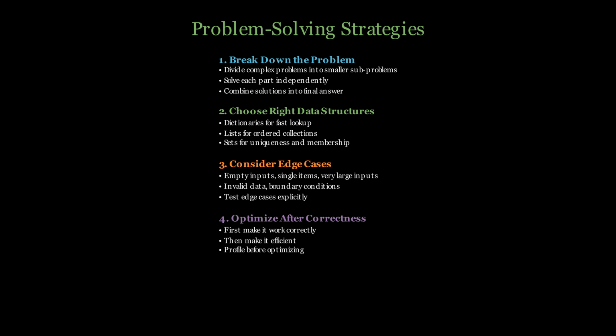Third, always consider edge cases: empty inputs, single items, invalid data, boundary conditions. Test these explicitly. Fourth, optimize after achieving correctness. Make it work first, then make it fast. Profile to find actual bottlenecks before optimizing.